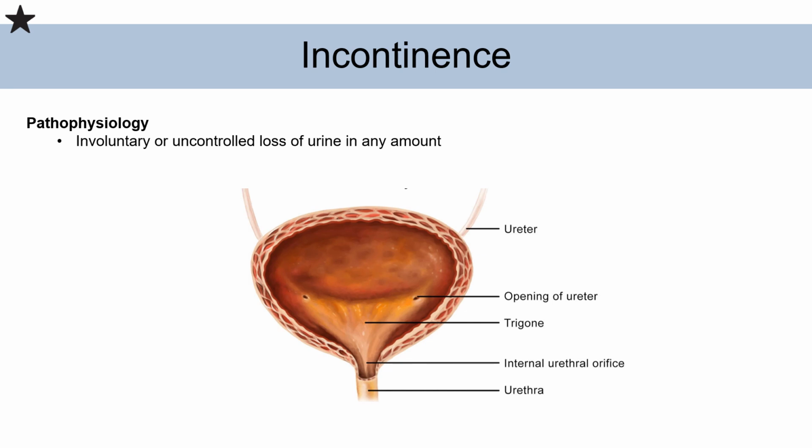So pathophys: involuntary or uncontrolled loss of urine in any amount. So even if you are your age now and every time you sneeze, a little bit of urine comes out, you are considered to have a type of incontinence. It doesn't matter how much leaks out, that is a degree of incontinence.